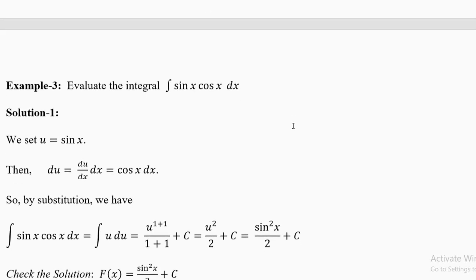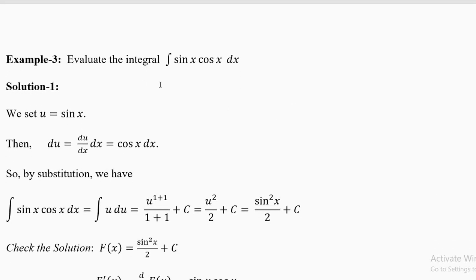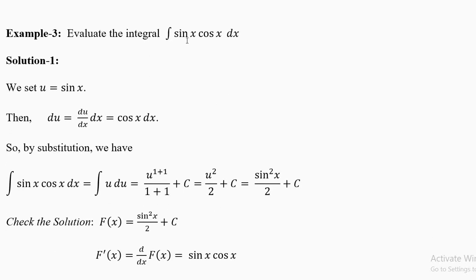Now let's look at the next example. Evaluate the integral sine x cos x dx. Now derivative of sine is cosine, so let's take u equal to sine x. There are no plus minus problems, everything is plus. du equal to cos x dx. So this cos x dx has become du, and sine x is u du.